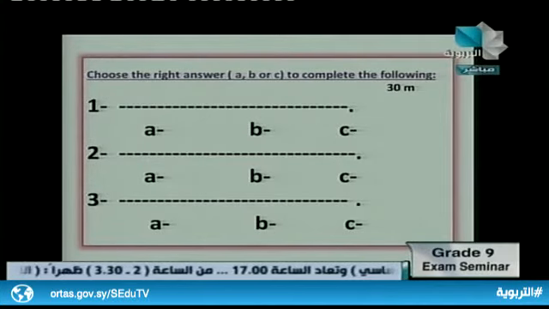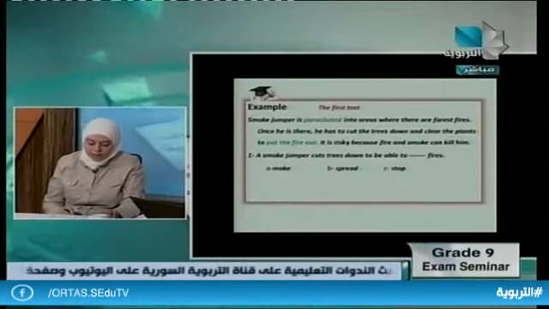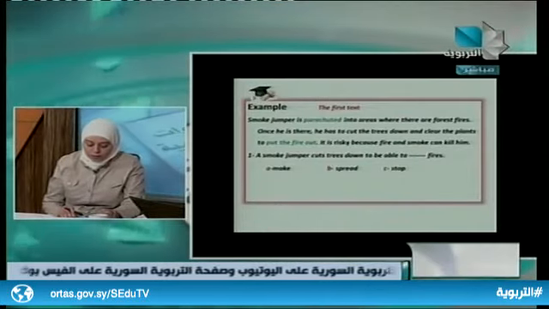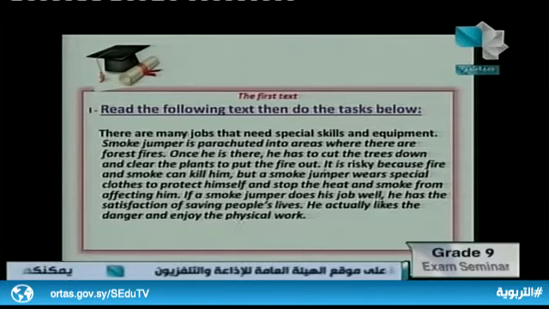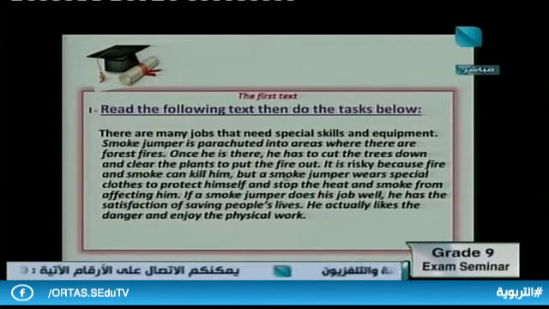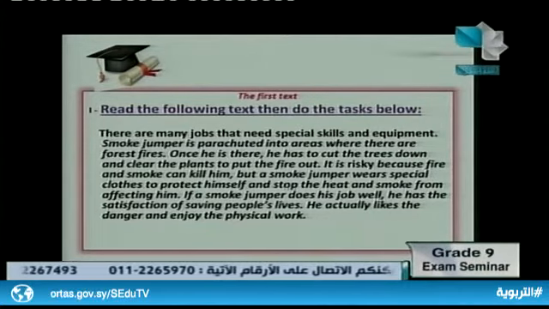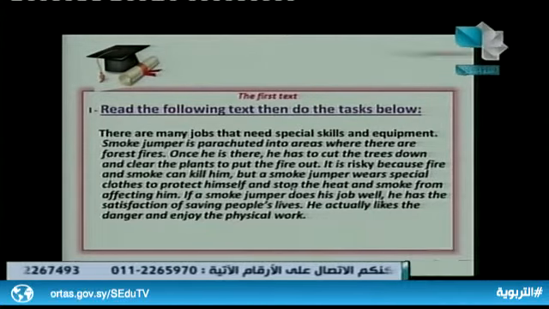Now, let's have an example, Mrs. Suhair. I'm going to read the first text from this exam sheet. There are many jobs that need special skills and equipment. Smoke jumper is parachuted into areas where there are forest fires. Once he is there, he has to cut trees down and clear plants to put the fire out. It's risky because fire and smoke can kill him, but a smoke jumper wears special clothes to protect himself and stop the heat and smoke from affecting him. If a smoke jumper does his job well, he has the satisfaction of saving people's lives and protecting forests. He actually likes the danger and enjoys the physical work.